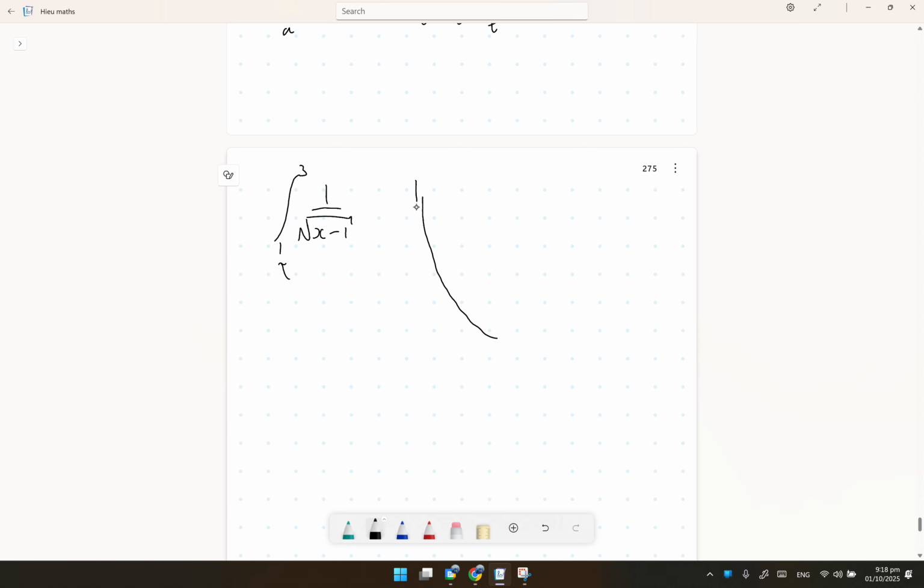So it's going to be like a reciprocal graph, and this is going to be at 1. This is the function, but that means it's going to be discontinuous there. So how are we going to find the limit for this?